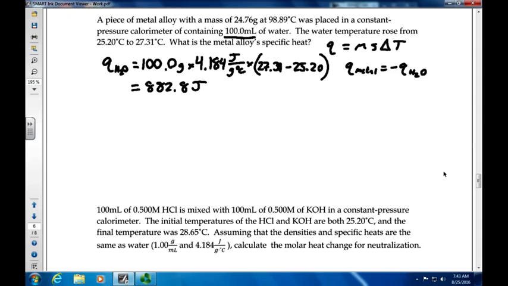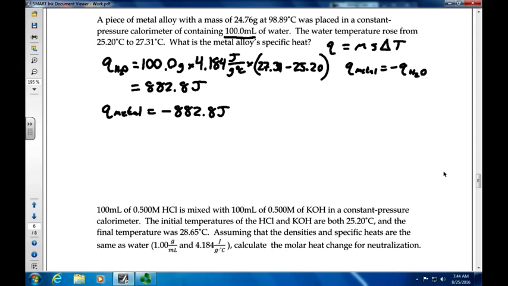Recall that the heat of the metal is going to be the opposite of the water. And the reason we did the water is because we know what water's specific heat is. We know what the mass of the water is. We do not know enough about the metal to make a determination of specifically the specific heat, nor do we know the change in temperature for the metal. So, Q metal is going to equal negative 882.8 joules, which means it's simply giving off that amount of energy.